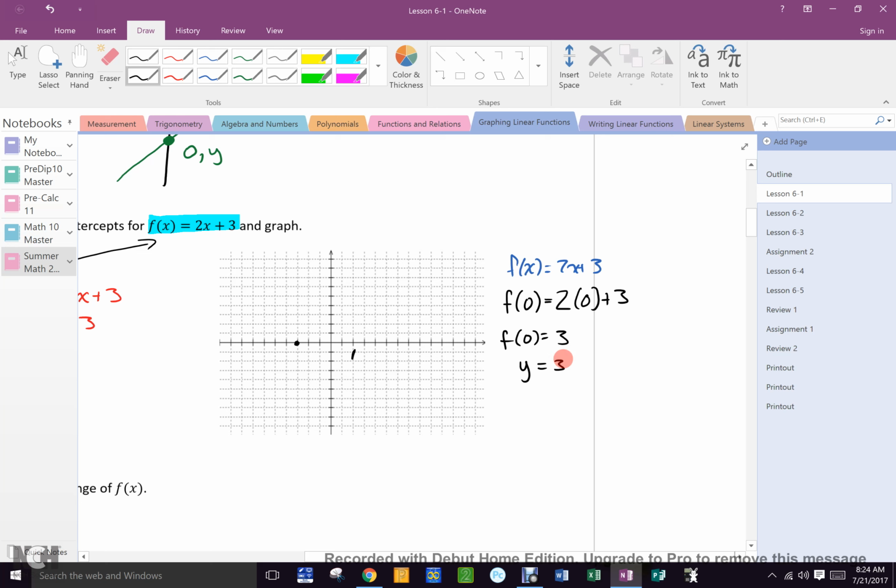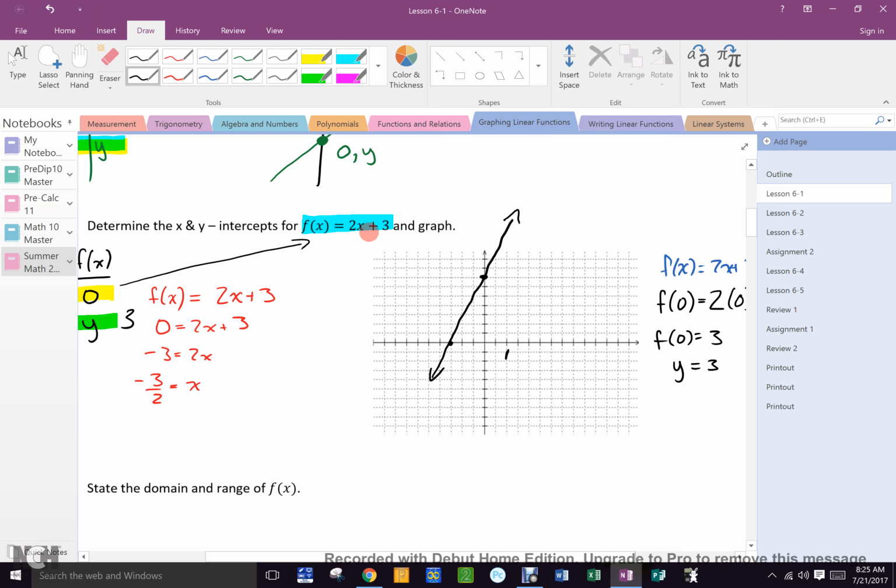Now, what have I done to my scale here? 2 boxes equals 1, right? So I can't put my 3 there, can I? I got to put it up 6. Does everybody understand why? And then I connect the line. Because this is continuous data, isn't it? I can take any x value, multiply it by 2, and add 3. So I have to connect the line. Is everybody good?